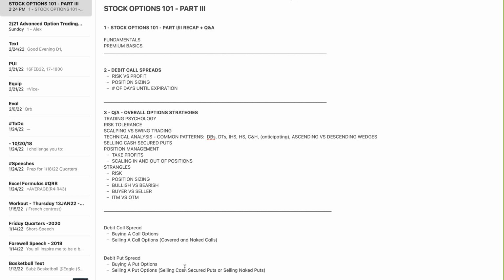But before we dive deeper into what a debit put spread is, we want to make sure you guys understand what selling a cash secured put is and what selling a naked put is. Because it sounds like we all understand the debit call spread to an extent, and we'll go in depth later. But let's talk about this part of buying a put spread.